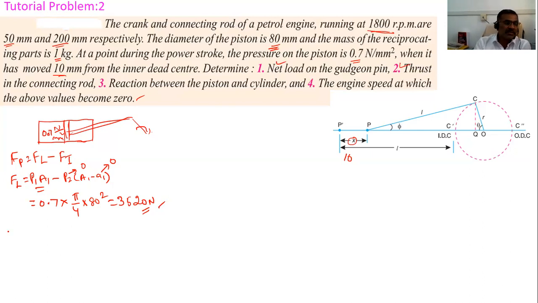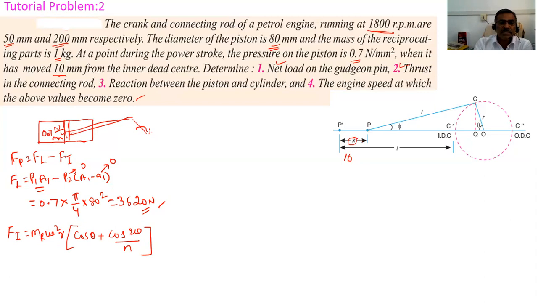Then you have to calculate the inertia force Fi. What is the equation for inertia force? That is the mass of the reciprocating part, that is the piston, M omega squared R into cos theta plus cos 2 theta by n. So this is the equation. What is the value of theta? Theta is not given in the problem. That you have to calculate.